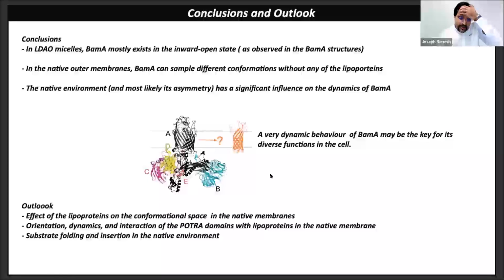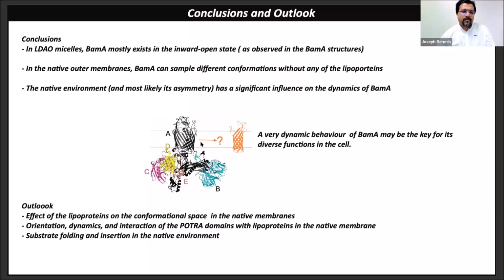So with that, I'm coming to the conclusions. When we observe BamA in LDAO micelles, BamA mostly exists in the inward open state, which is in agreement with the BamA structures. But when we go to native membranes, we see that BamA can sample different conformations, most importantly without any of the lipoproteins. And that means the native environment, and most likely its asymmetry, has a significant influence on the dynamics of BamA.